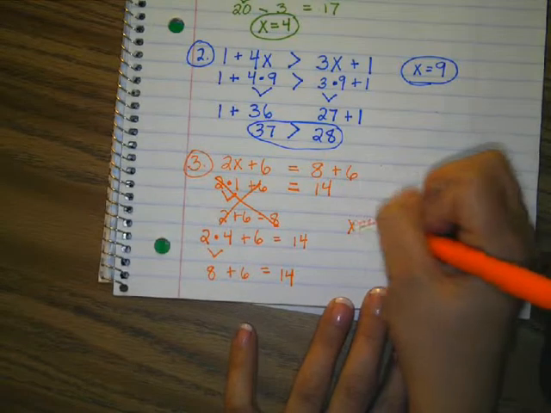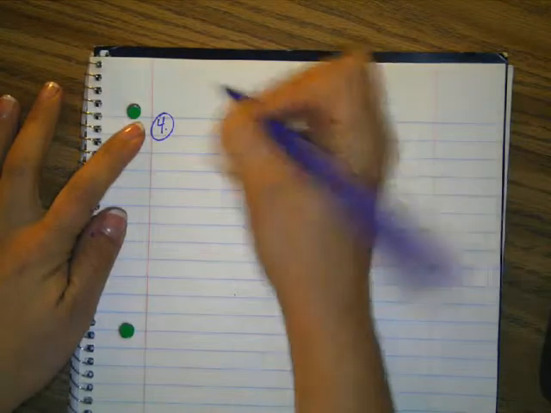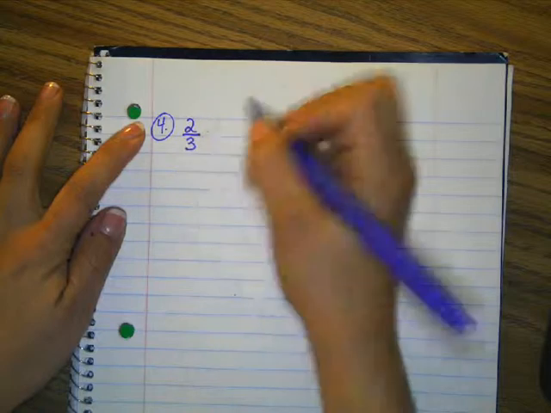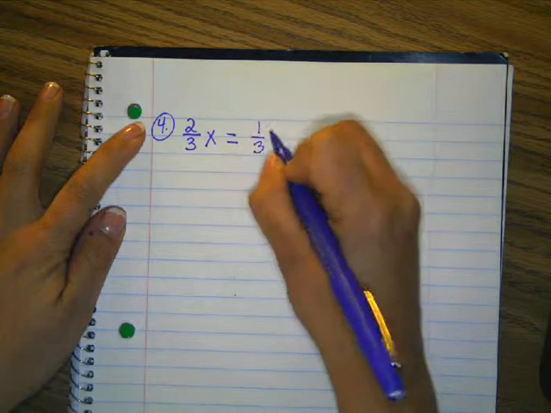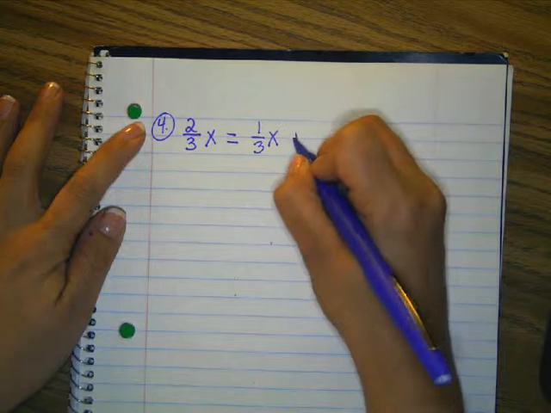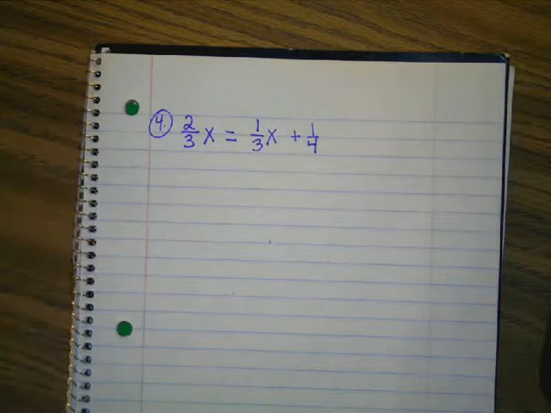We have one more example to do together. So you're going to probably see fractions in some of your equations. So we're going to do an example with that. So number 4. So we might have 2/3 x equals 1/3 x plus 1/4. Okay, first glance, how many of you guys are going, oh, no way, I can't do that, way too hard. Okay, let's break it down and make it make sense.